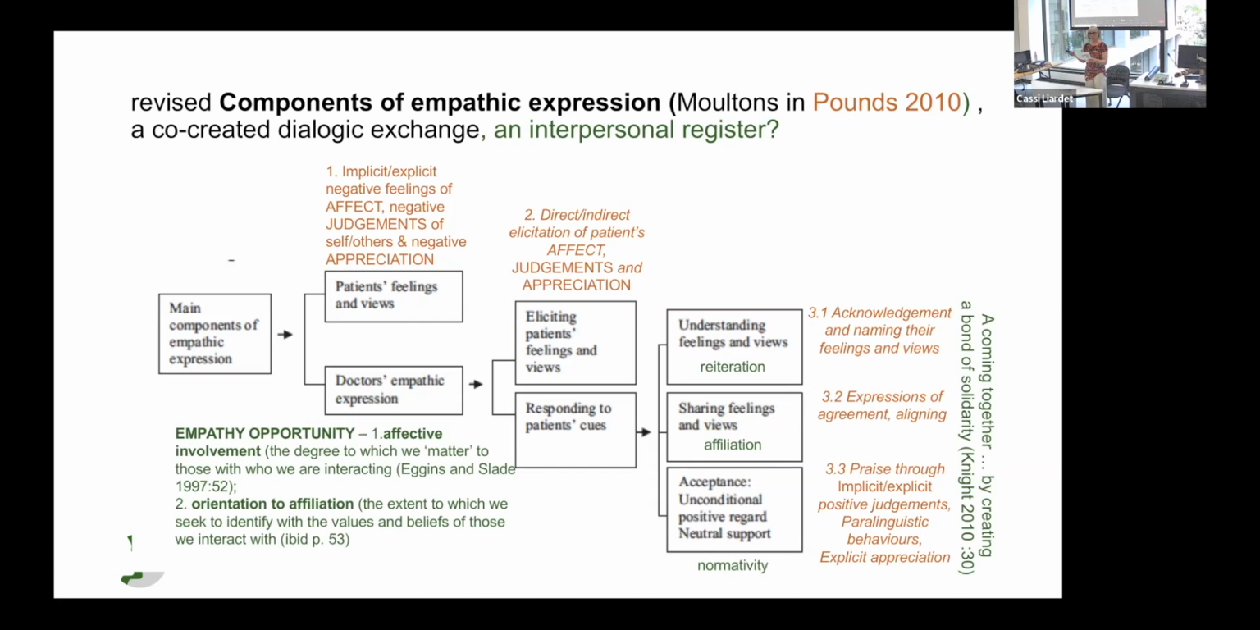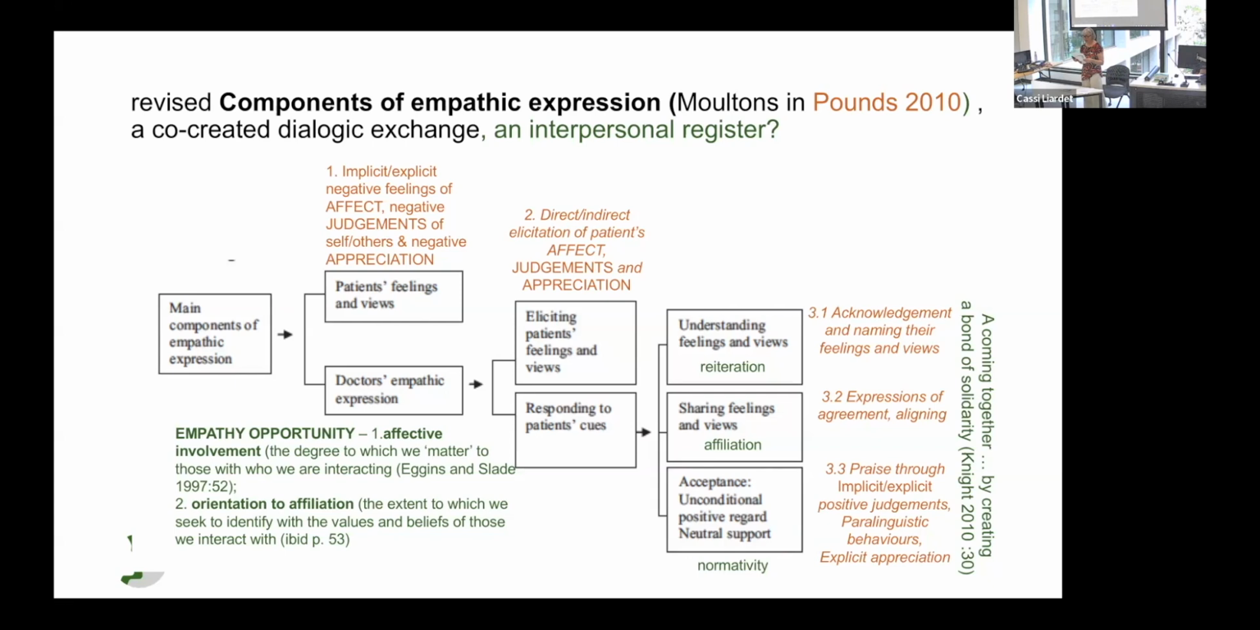And some doctors just go straight to strategies to help, or identify treatment, or some doctors take this opportunity to engage with what's going on for them. And if they do, what's happening in the appraisal network is they elicit from the patients what they're feeling and what their views are. And there's this direct or indirect elicitation around affect, judgments, and appreciations. At which point the clinician, doctor or nurse or whoever it is, then makes a decision to follow 3 steps.